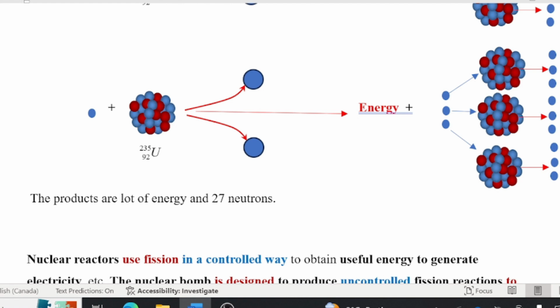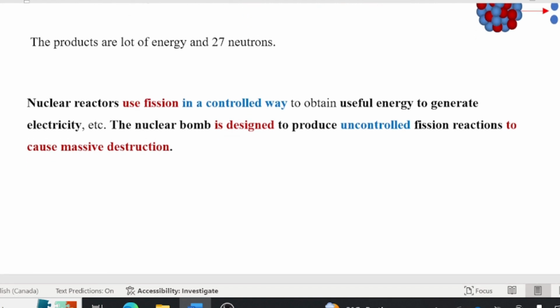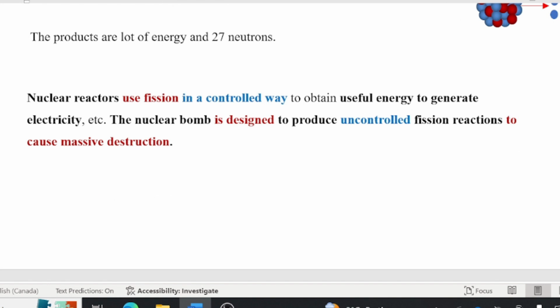This energy can be used in 2 ways. It can be used in nuclear reactors in a controlled way to obtain useful energy, such as in the generation of electrical energy. However, the nuclear bomb is designed to produce an uncontrolled fission reaction to cause massive destruction.